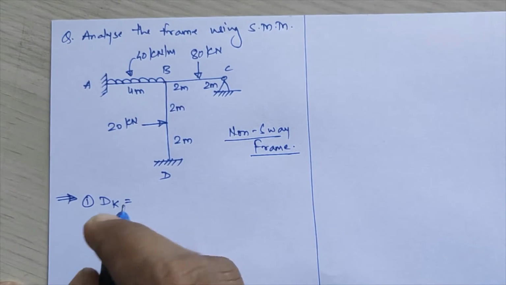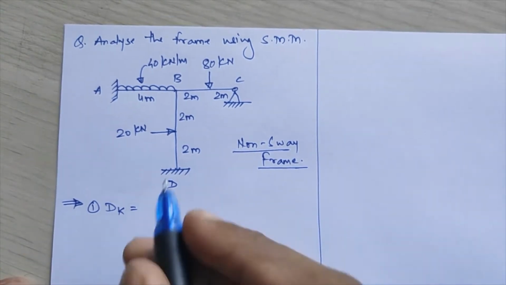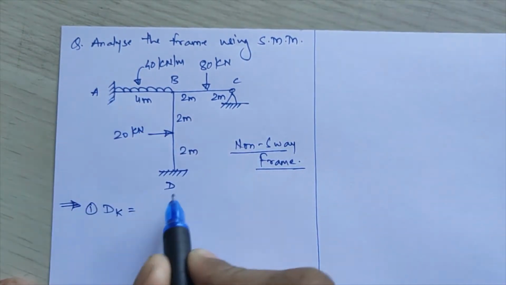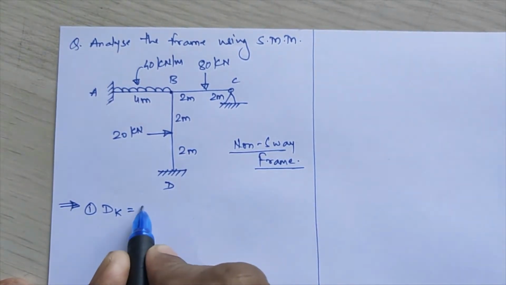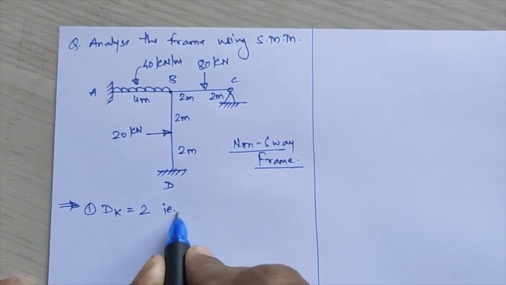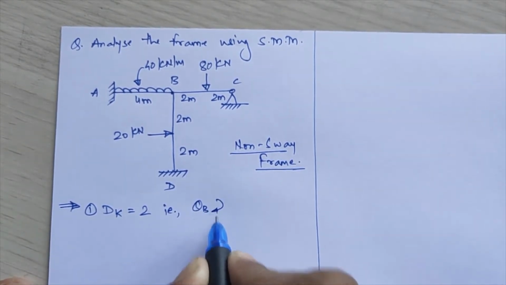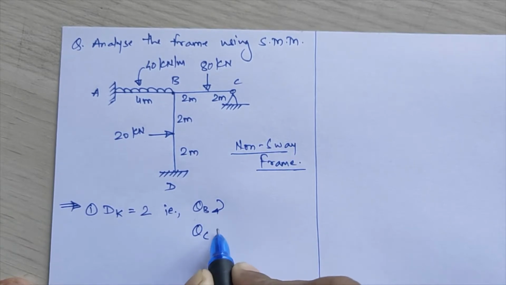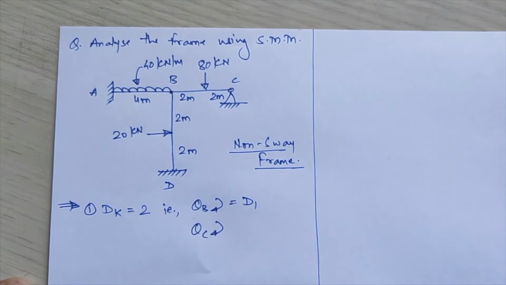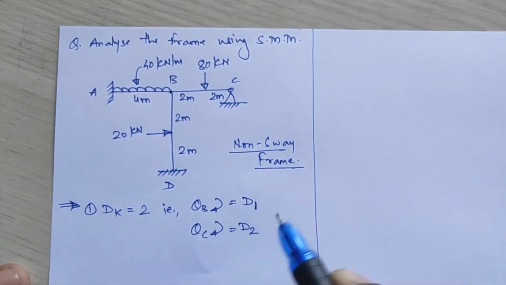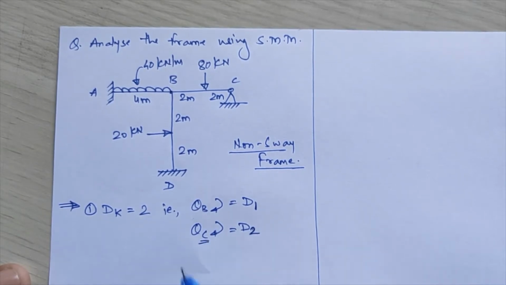So dk for this frame: at joints A and D, those are fixed supports, so dk at those points will be 0. B will be treated as a rigid joint, and C is given as a simple or hinge support. So here total dk will be equal to 2: first theta B and second theta C. Both are rotations. I assume first theta B as D1 and second theta C as D2, meaning my first coordinate will be at point B and second coordinate at point C.